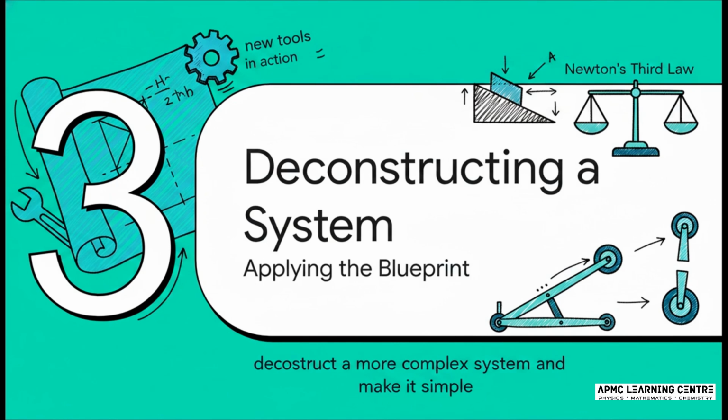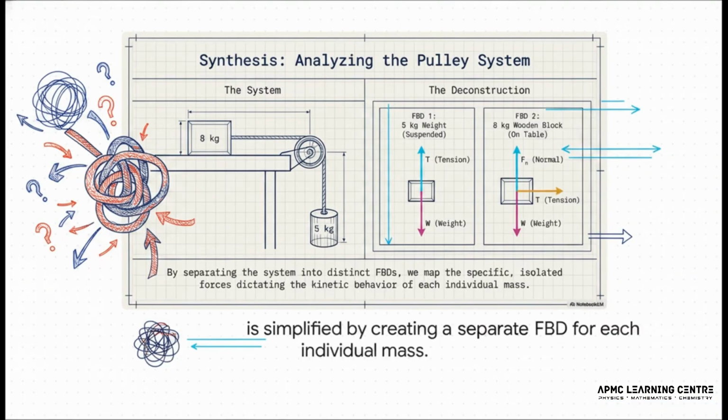All right, so let's see this blueprint in action. Let's take our new tools, our real understanding of the third law, and our FBD method, and use them to deconstruct a more complex system and make it totally manageable. So on the left, you see the complex reality. A pulley system, two different masses. Looks a little messy, right? But on the right, that's our deconstruction. We just make two separate, really simple FBDs, one for the 5 kilogram mass and another one for the 8 kilogram block. This lets us clearly map the forces on each part, all by itself, and then we can solve for the motion of the entire system.